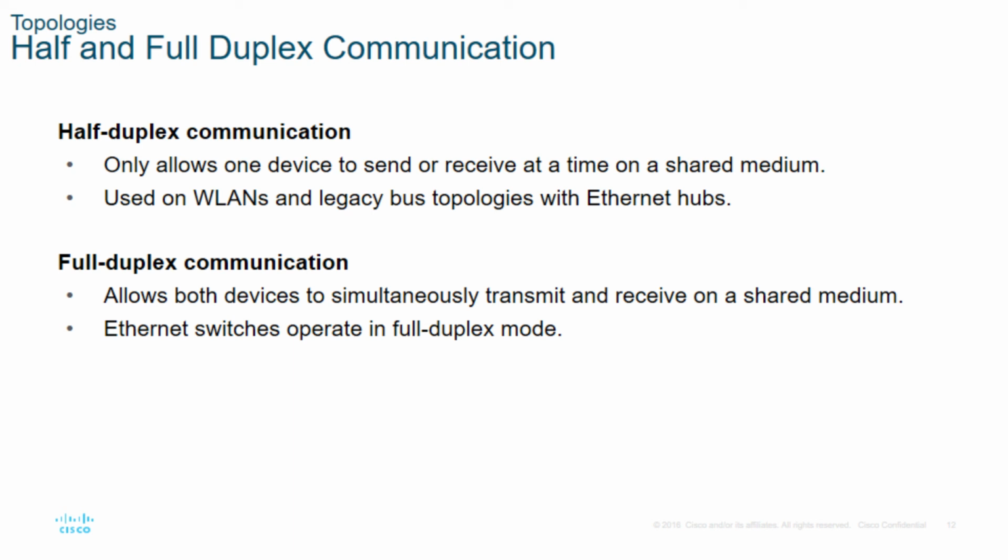Full duplex communication means both devices can simultaneously transmit and receive on the shared media, and the data link layer assumes that the media is available for transmission for both nodes at any time. Ethernet switches operate in full duplex mode by default, but they can operate in half duplex if connected to a device such as an Ethernet hub.